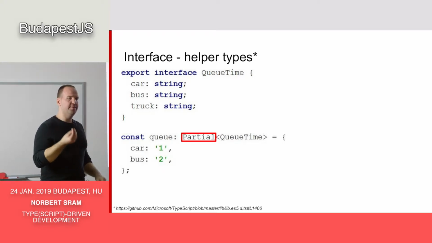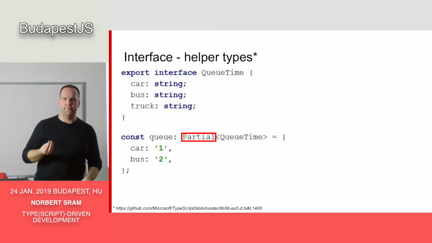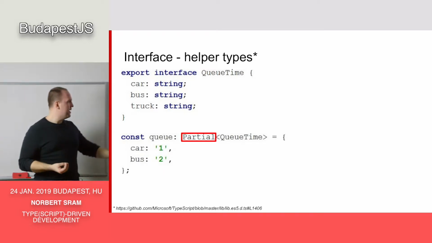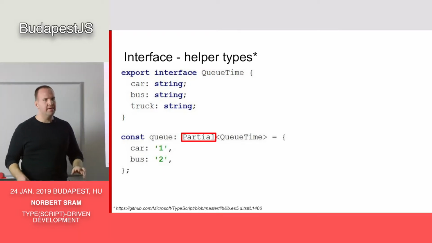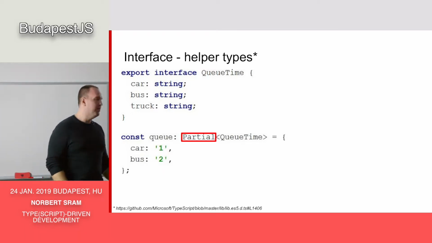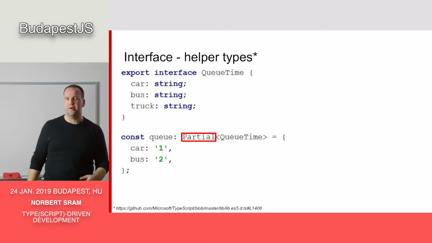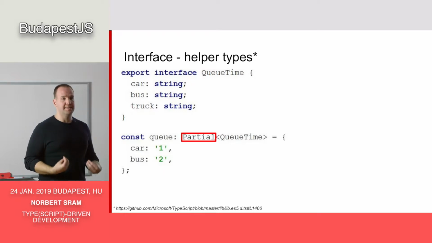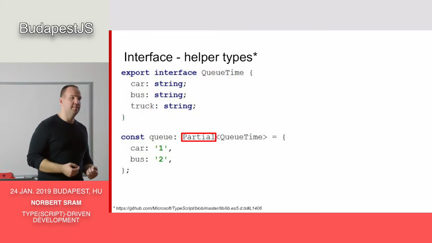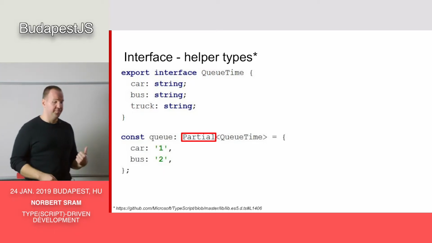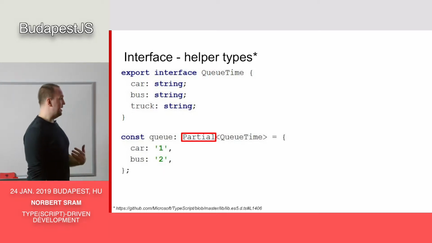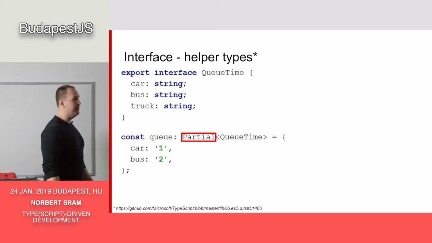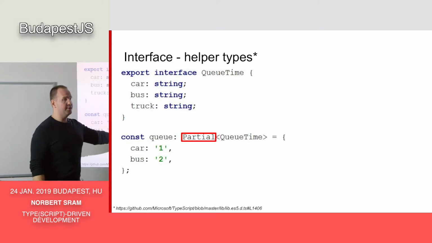So I start with the strictest possible definition for my domain types. And then I start kind of, okay, here I can live with a partial one. I might not have a car or truck or whatever, but the compiler will force me to test that. It won't forget. I will, but the compiler won't forget that. And that means that I'm safe. And I can just assign a queue time to a partial queue time.